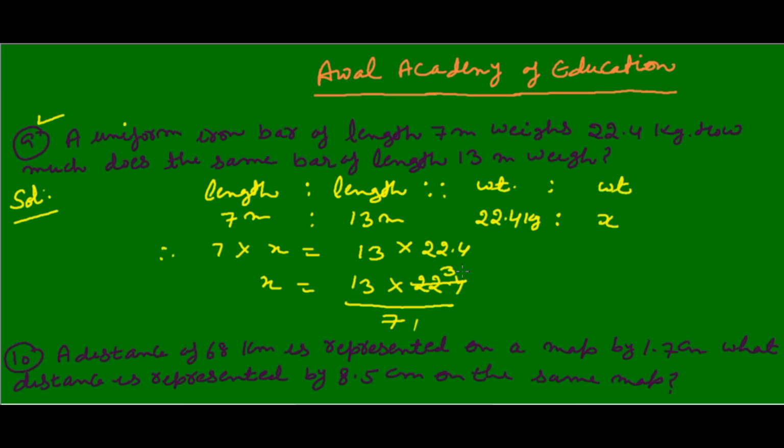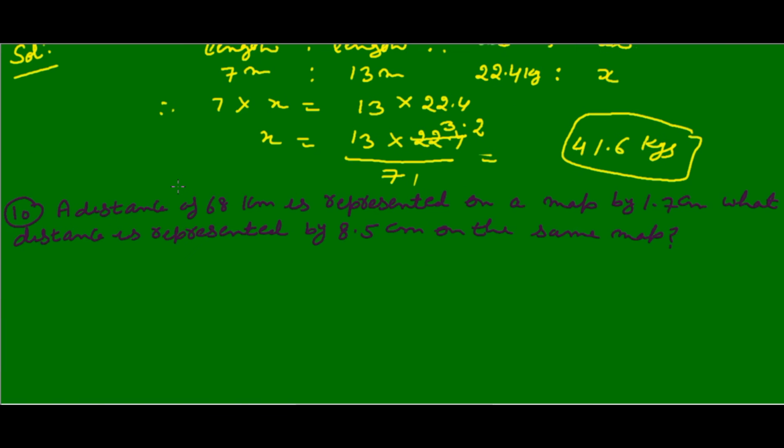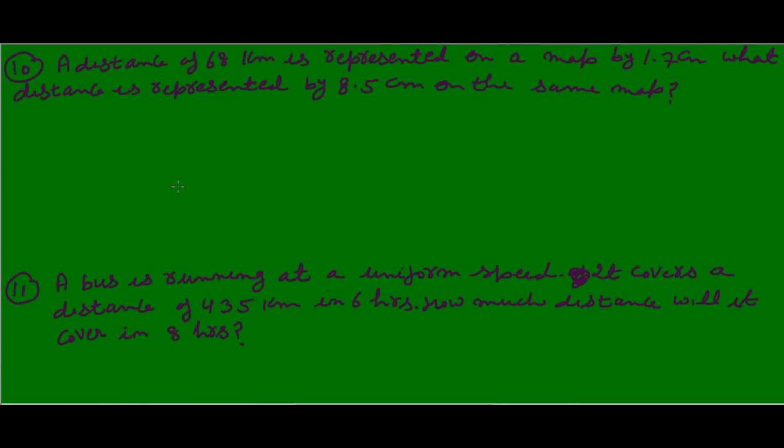Now x equals 13 multiplied by 22.4 upon 7. 7 1 is 7, 7 3 is 21, 7 2 is 14. So 13 2 is 26, 13 3 is 39 plus 1 plus 2, 41. So decimal is after one place, so we will put it here. So our answer, the weight in kgs, would be 41.6 kg, right? You have set these units right, then your question would be okay. Now no need to panic. Now move on to question number 10.